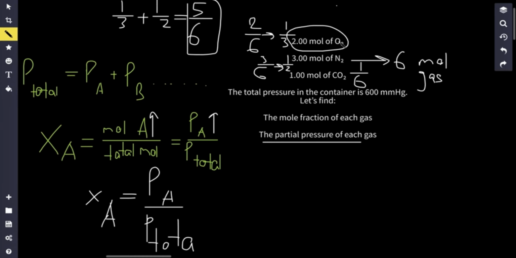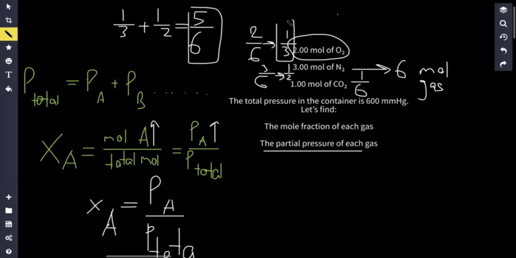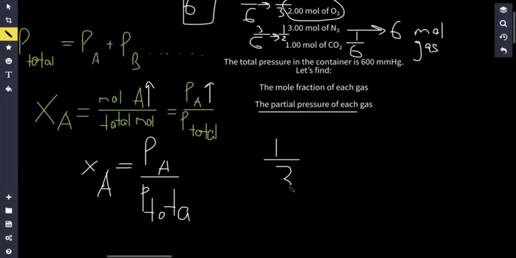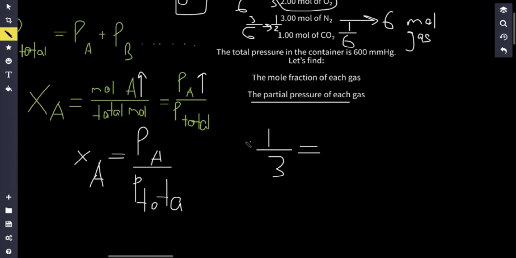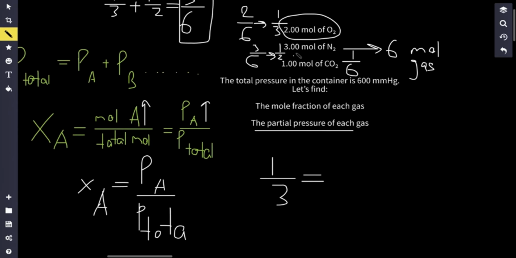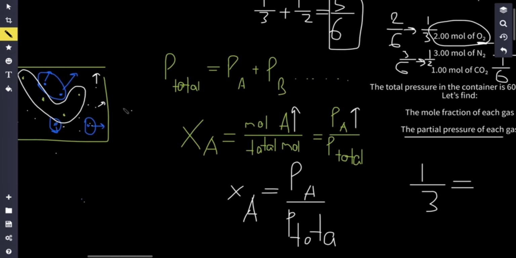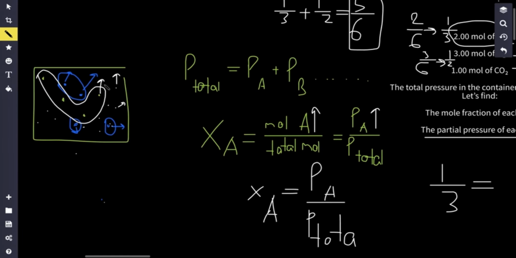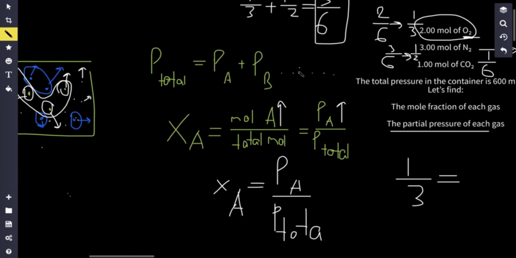Now, what's the mole fraction for O2? Well, remember we said that was 1/3, because it made up 1/3 of the total amount of gas. And that's going to be equal to the pressure exerted by O2 over the total. So we don't know what the pressure of O2 is, because each gas exerts something known as a partial pressure, basically the pressure exerted by just this one type of gas. When you add all these partial pressures up, you get the total amount of pressure.